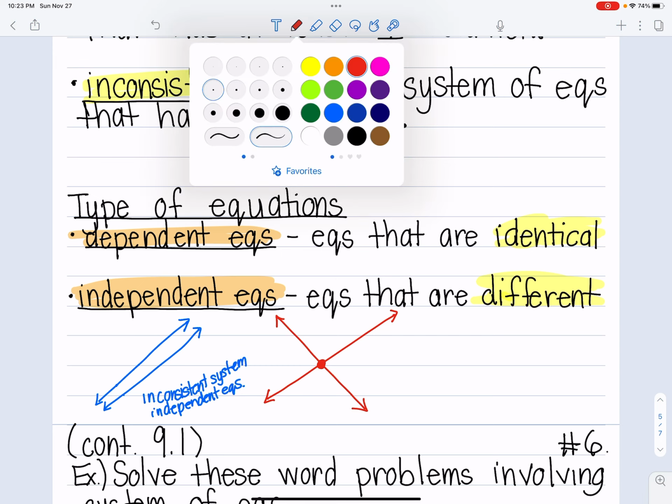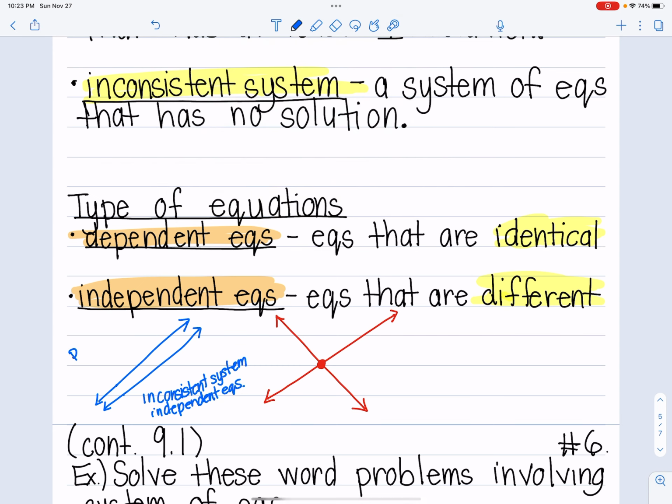Okay, so let me go back real quick. I'm going to label these: these are parallel lines, and y'all know that. No solution, right? You don't see these lines intersecting at all. So here, look at this system right here. These are what we call intersecting lines. It has one solution. This thing right here in the middle is the solution.